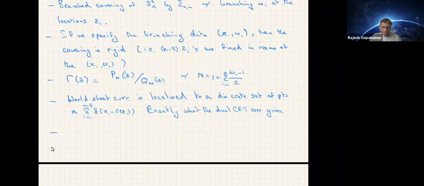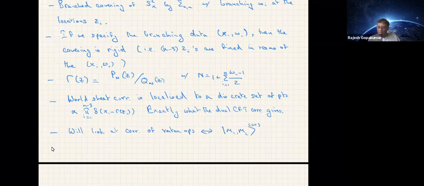So what we will do is we'll consider, as I said, the ground state. On the string side, we'll look at correlators of vertex operators that correspond to something like M1, M2, spectrally flowed by W. I should maybe call it M1 tilde, M2 tilde, because of the spectral flow, and we'll denote these by V_W.